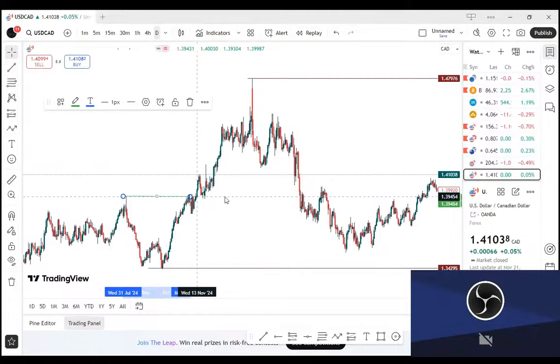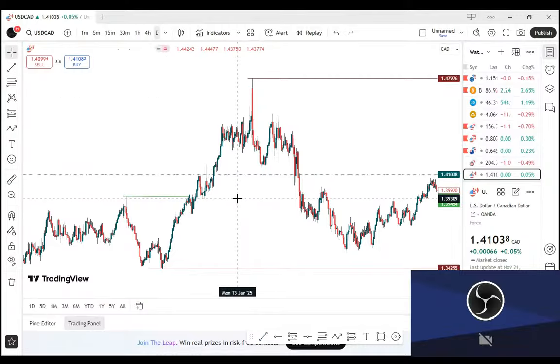Let me call out these numbers for you. Currently broken is 1.39454. That's a key zone that currently got smashed out. And we're having the highest level price went to, which is at 1.47976. There's a key zone there. And we're having the lowest point price created, which is at 1.34295. There's a nice key zone there.